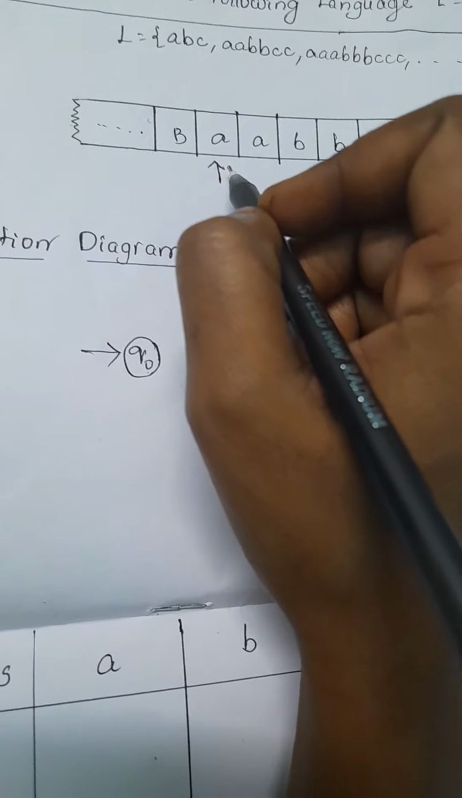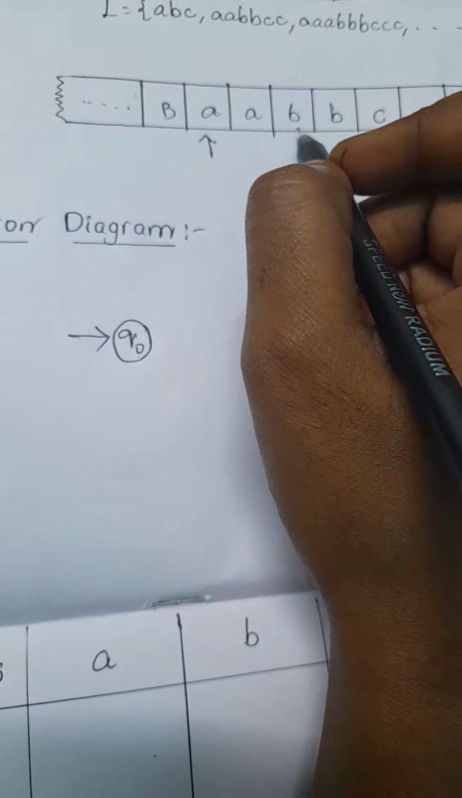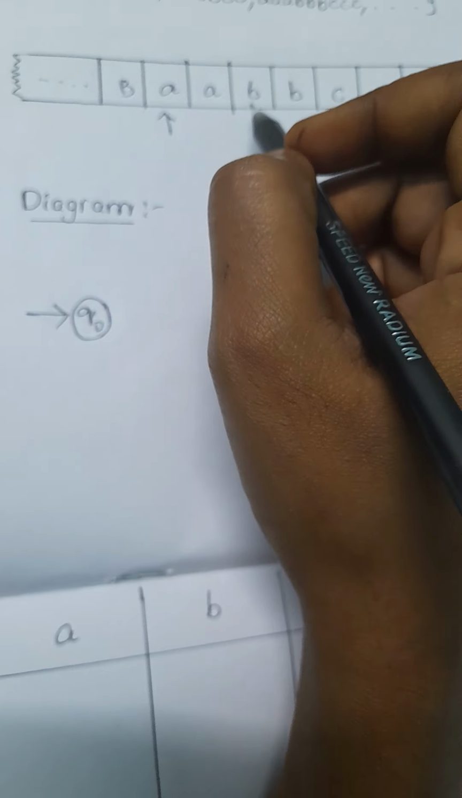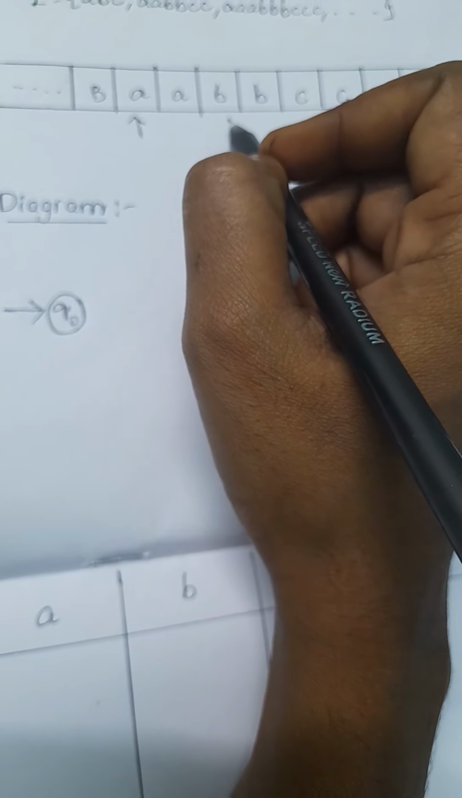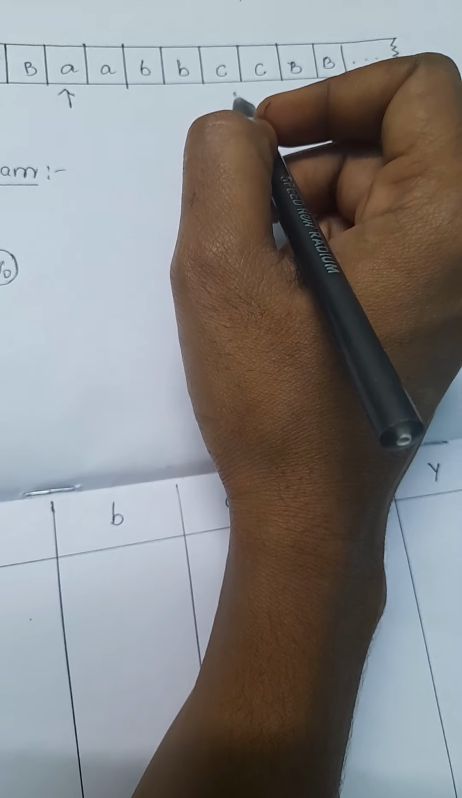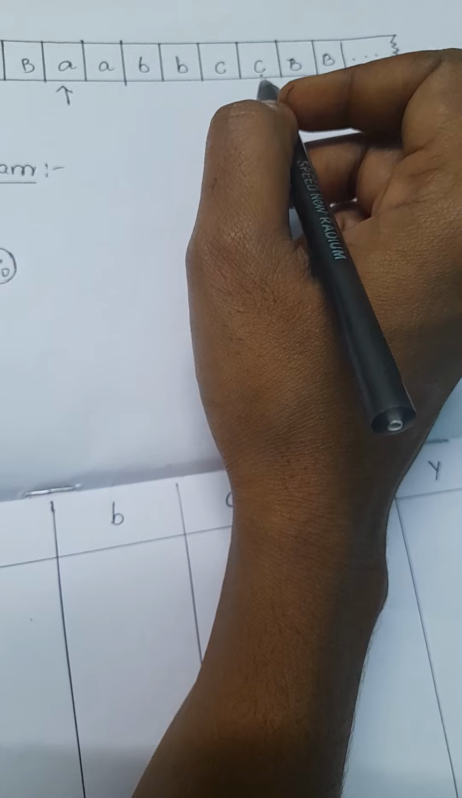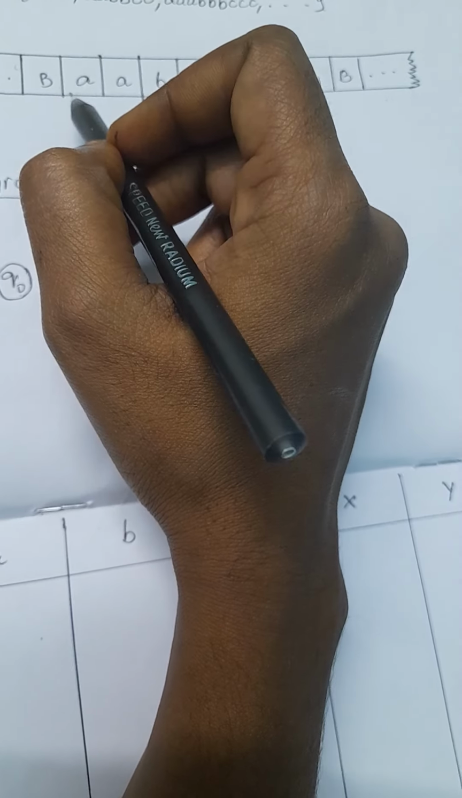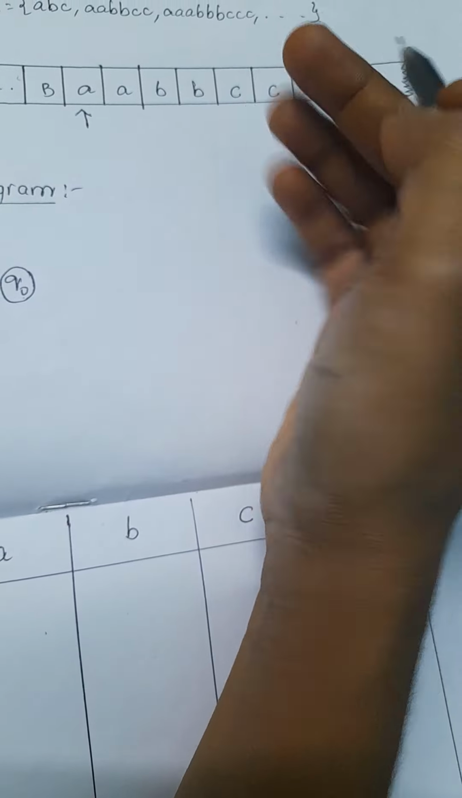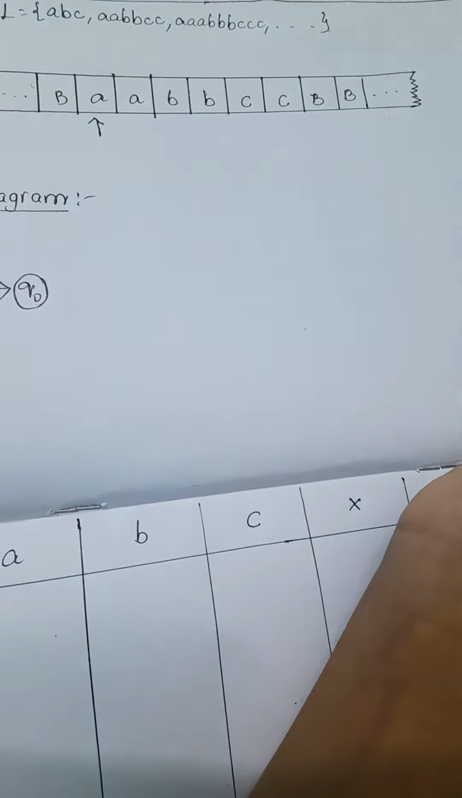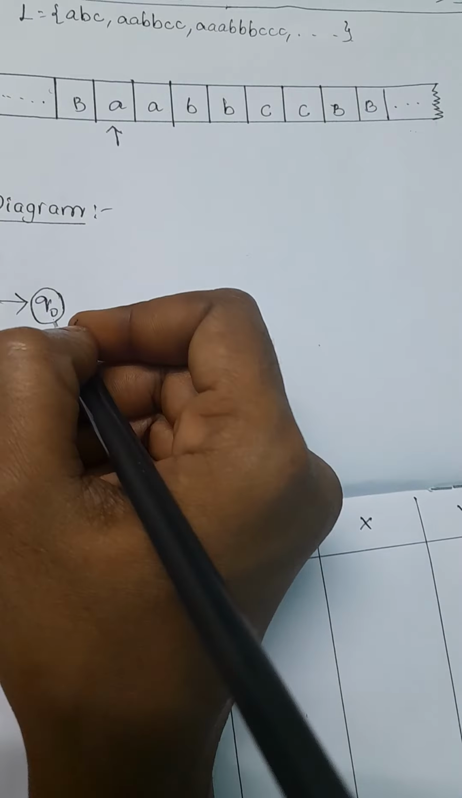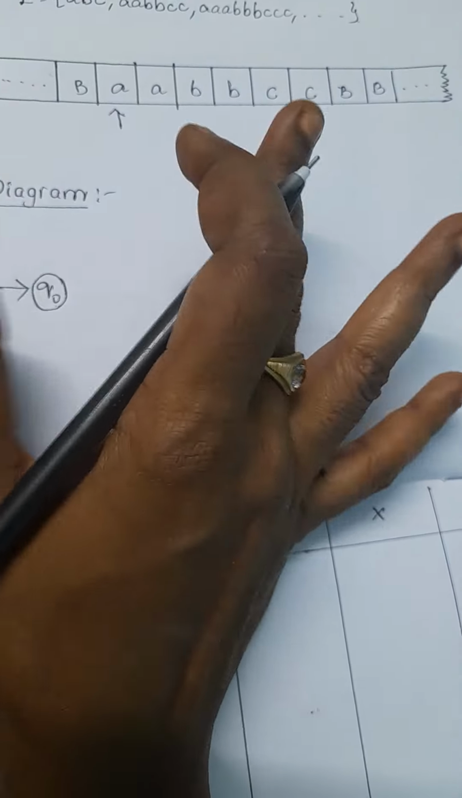Okay, so now we will see, while we are reading the first A it will change to X, and next A's will be neglected, and while we are reading the first B it will be changed to Y, and next B's are neglected. While we are reading the first C it will be changed to Z. Whenever we have found the first A, first B, first C matching, immediately we will come back, means left side. Okay, so this is Q0, this is the scenario we need to follow.